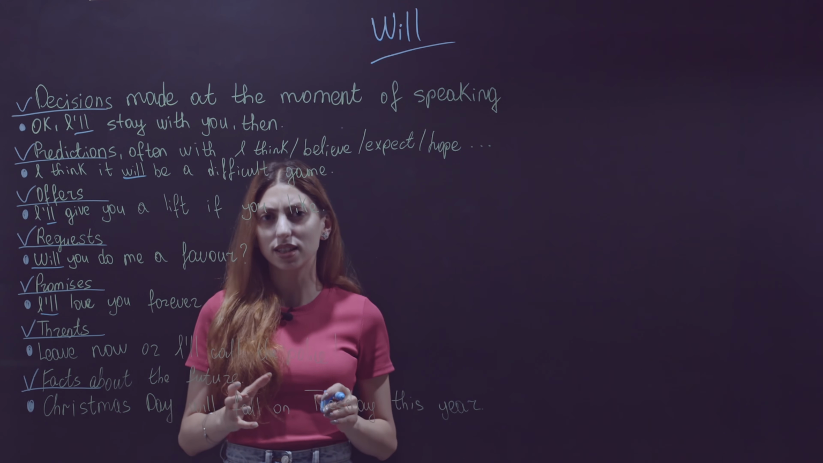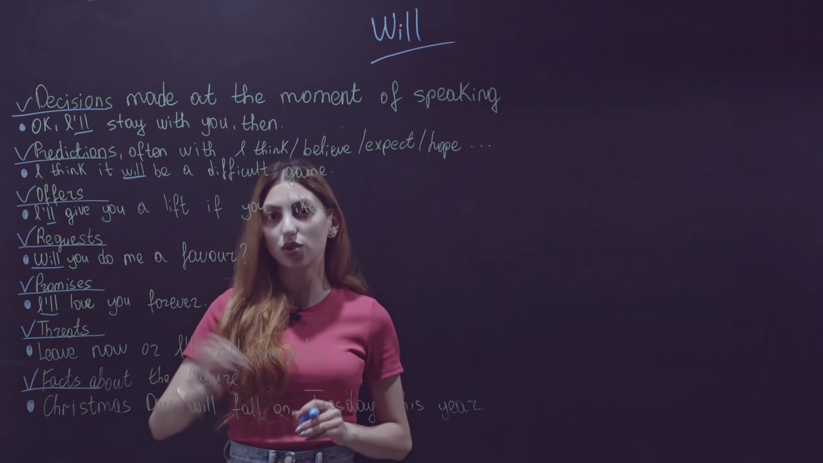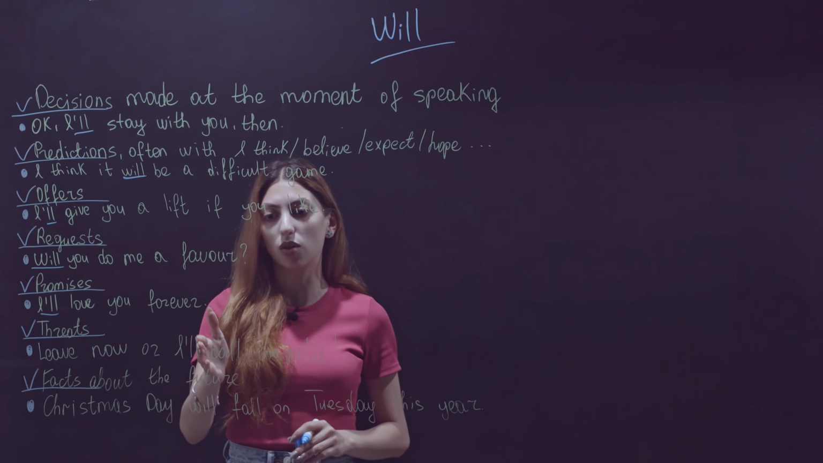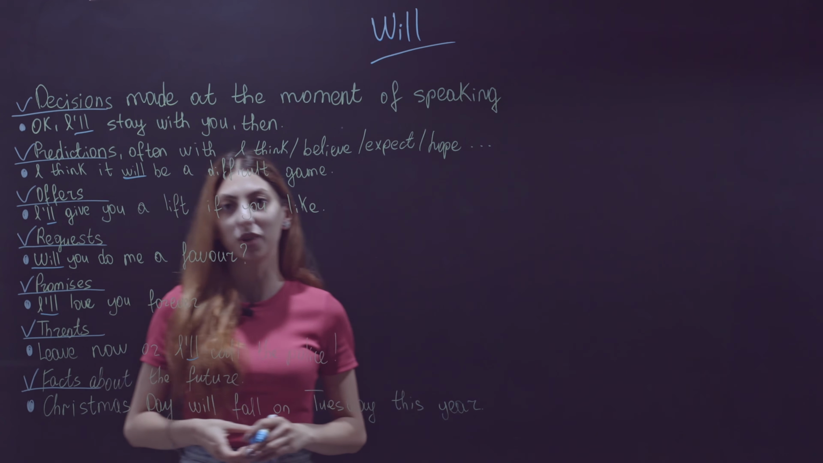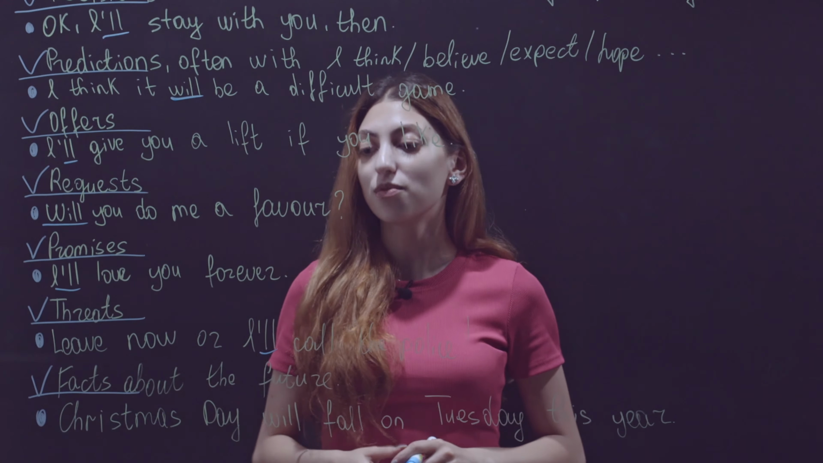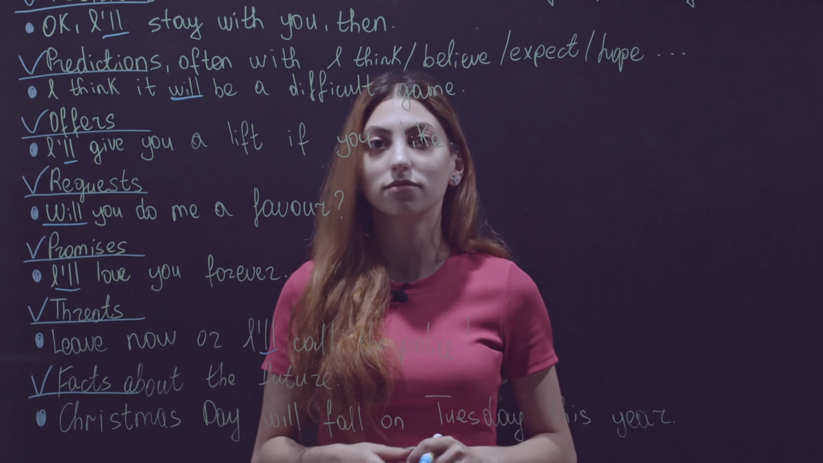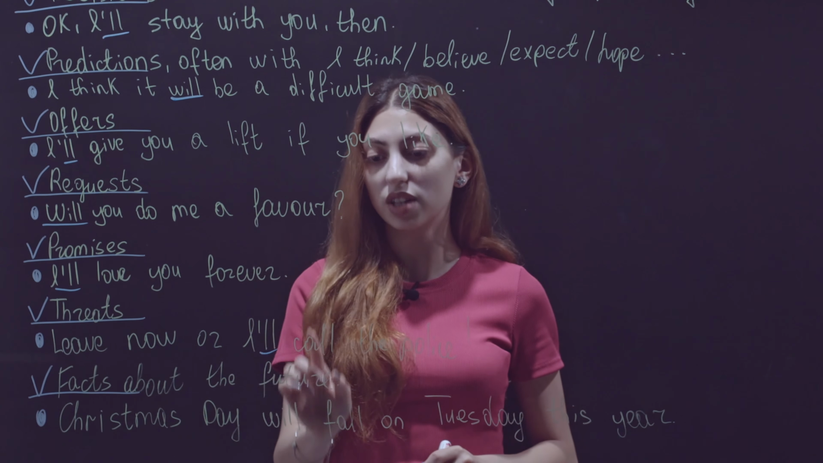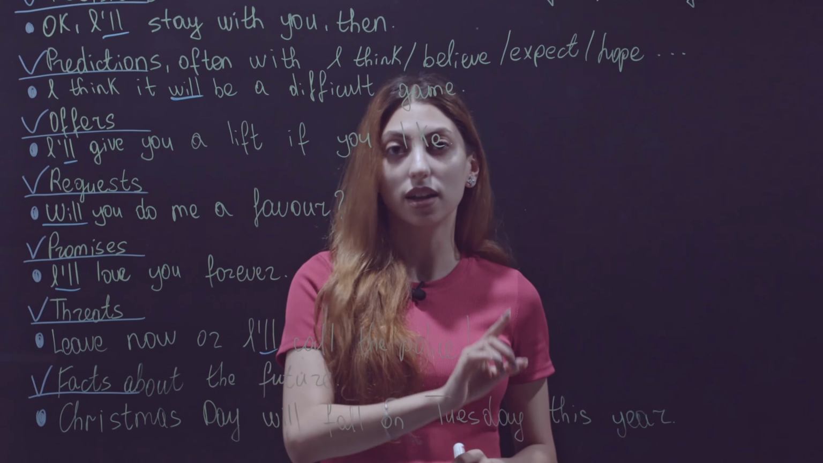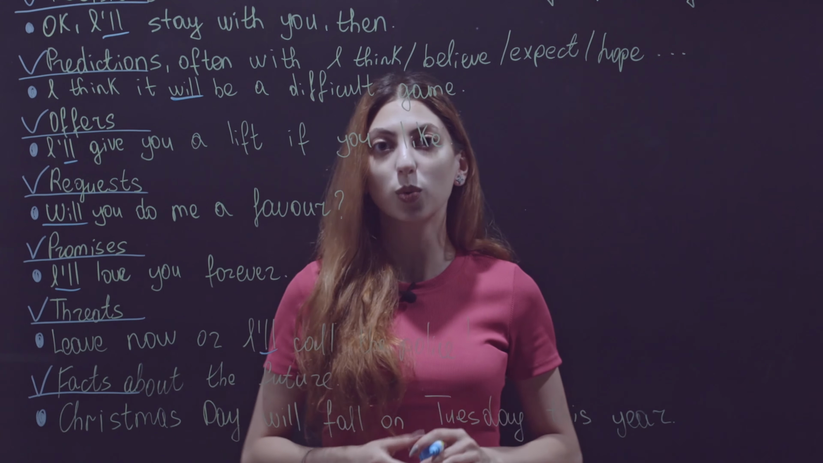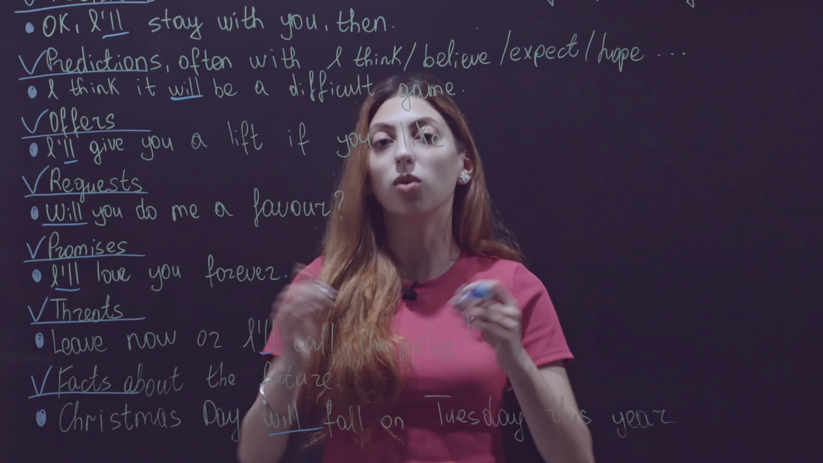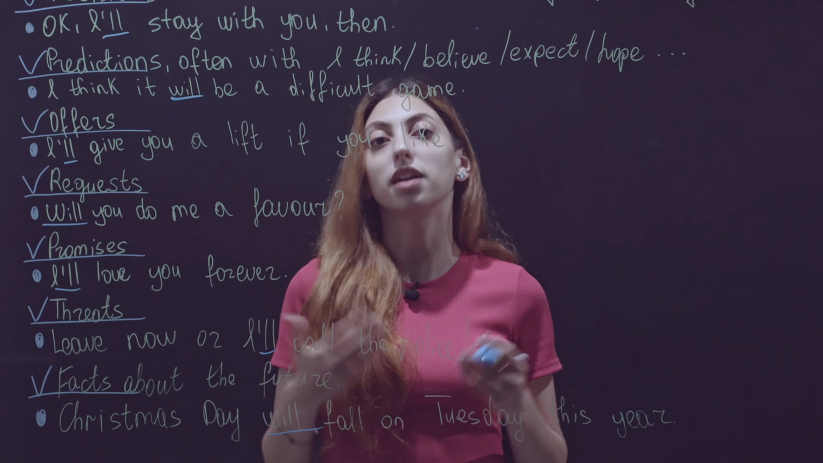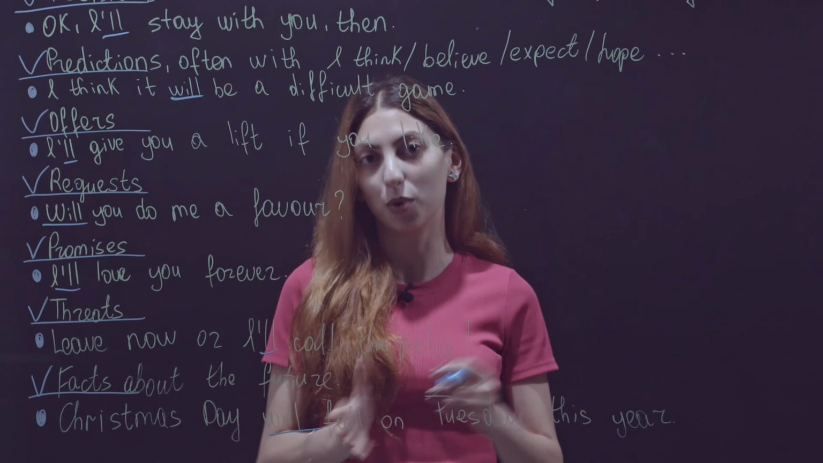Next one, threats. Please pay attention to the example. Leave now or I will call the police. Here is our will. And the last one, facts about the future. Example, Christmas Day will fall on Tuesday this year. And where is our will? Here it is. These are all the cases where and how we can use the modal verb will.